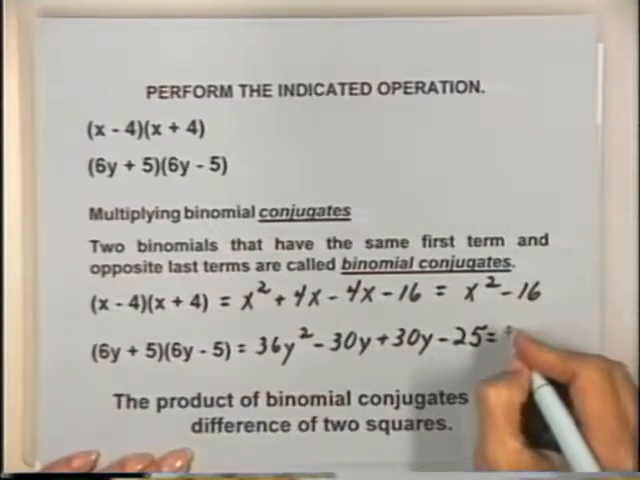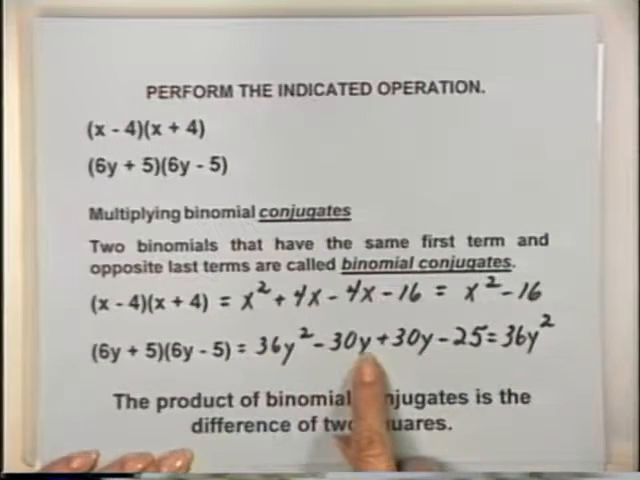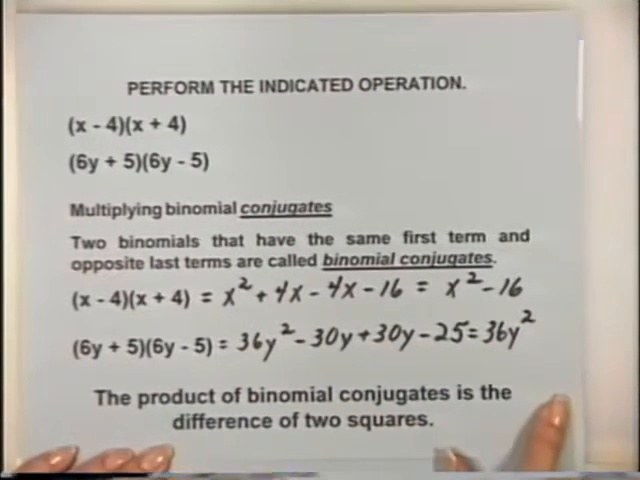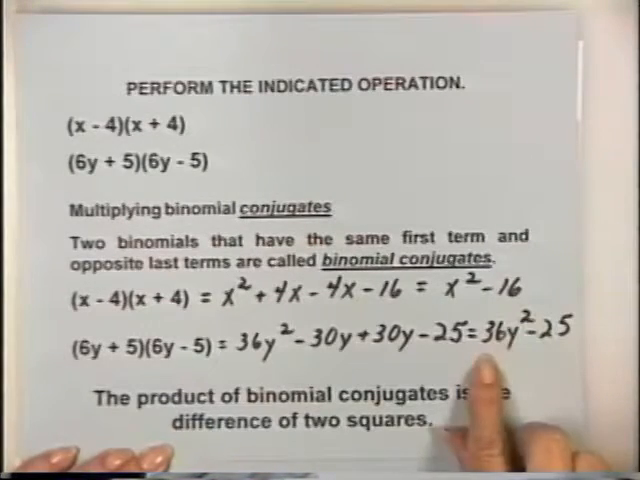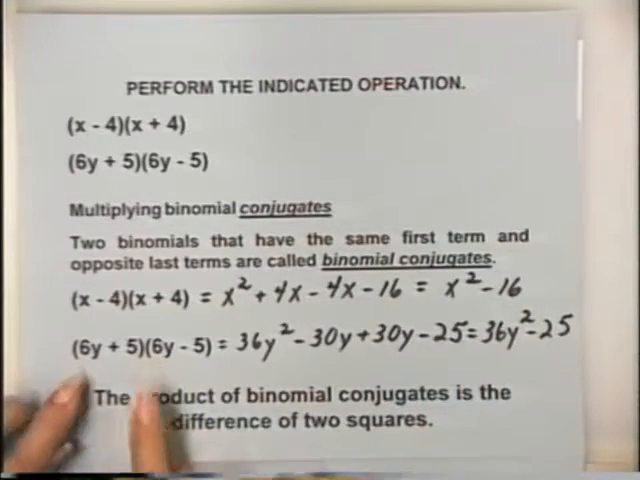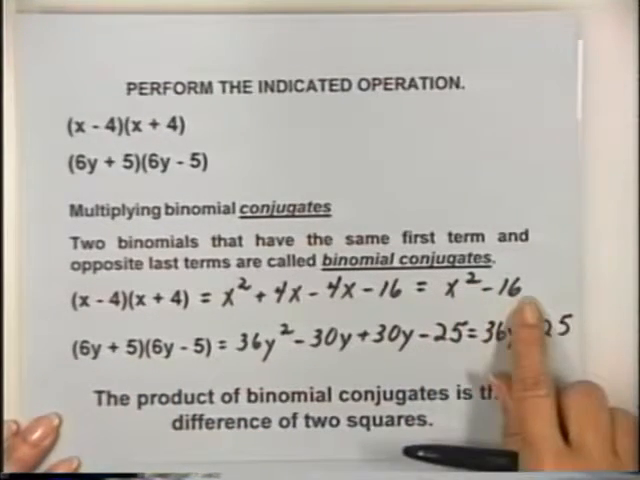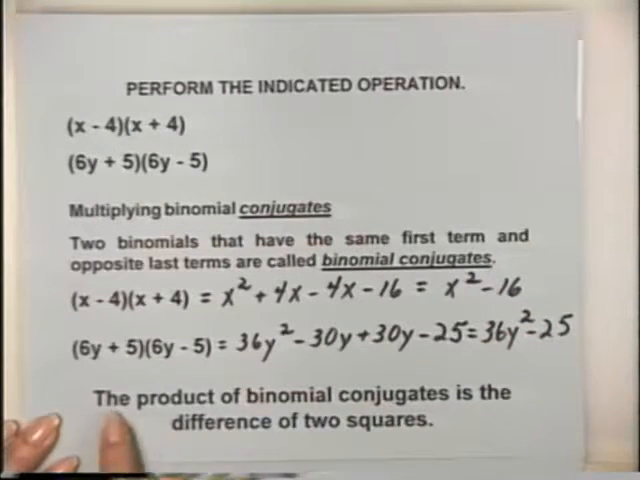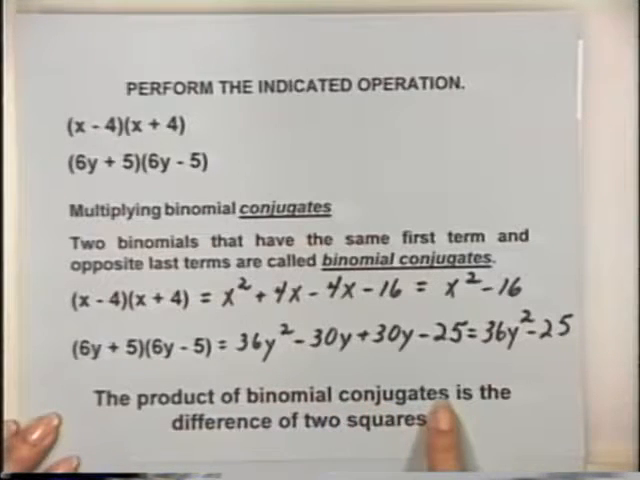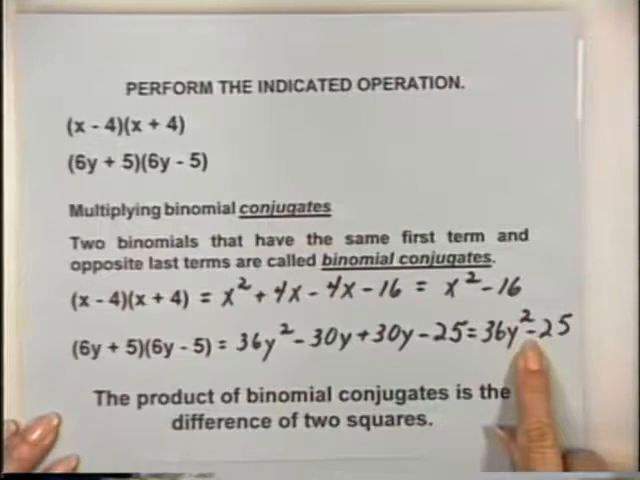We have 36y squared. Once again, minus 30y cancels positive 30y. We are left with minus 25. 36y squared, 6y times 6y, subtract the 5 times 5. Our answers were x squared minus 16, 36y squared subtract 25. The product of binomial conjugates is the difference of two squares. Difference in mathematics means subtract.